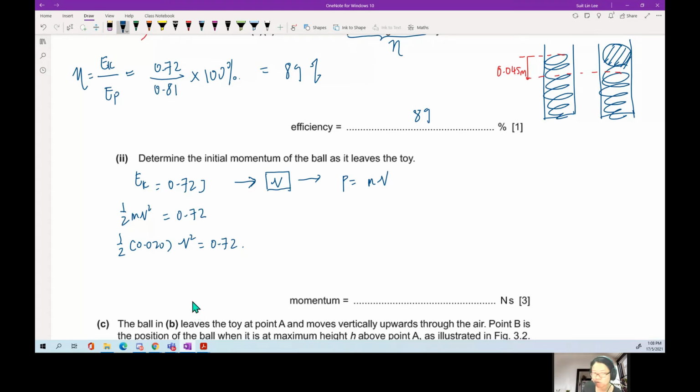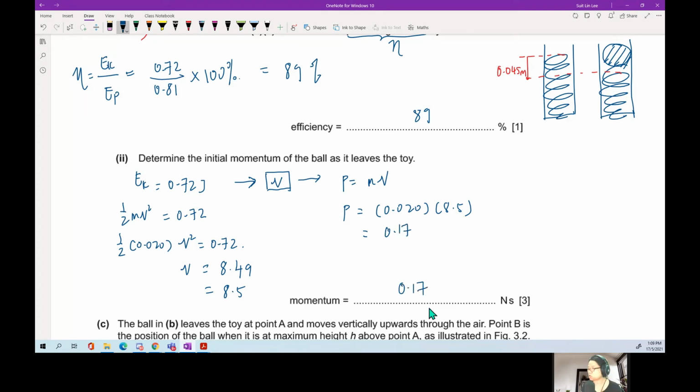From here, you can find your v, which is the square root of 0.72 times 2 divided by 0.020. I know it's 6 root 2, but I'm just going to do what physics normally does, which is to round this to 8.49. If you want to, 8.5 also can. All right, so momentum is 0.020 times 8.5. This would be 0.17 Newton second.